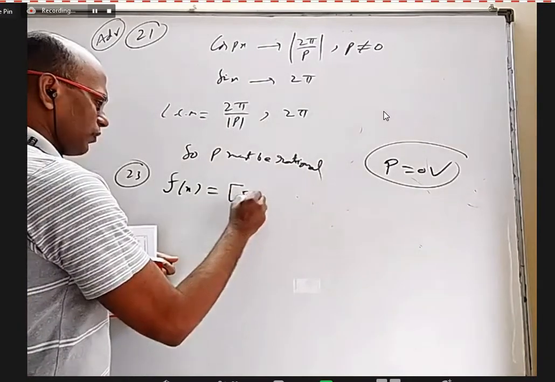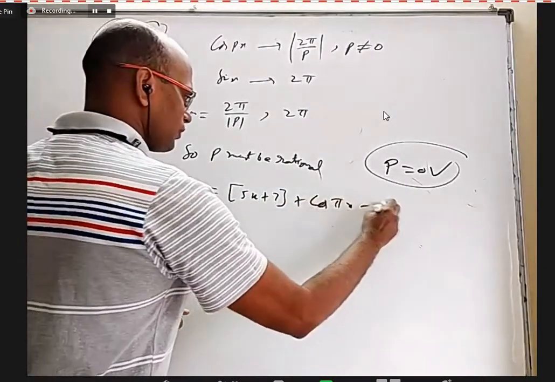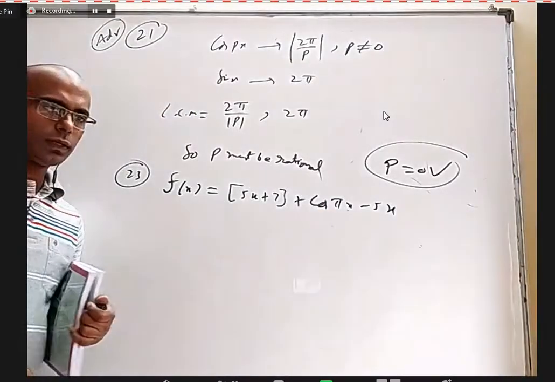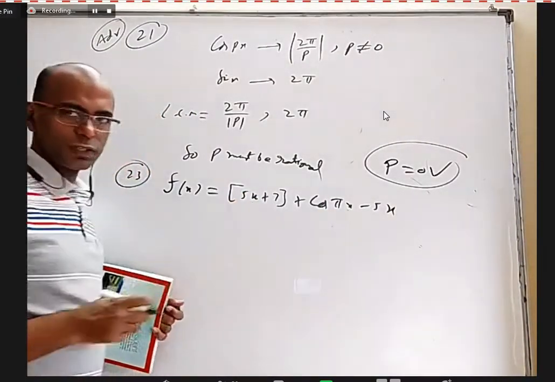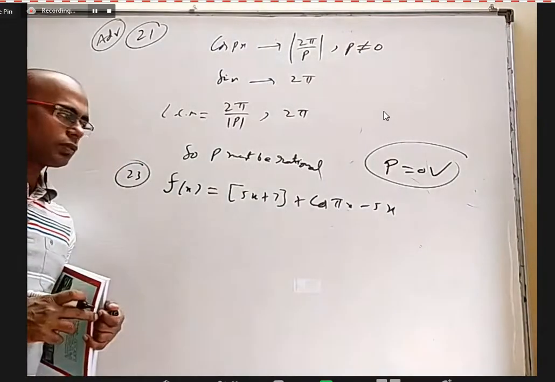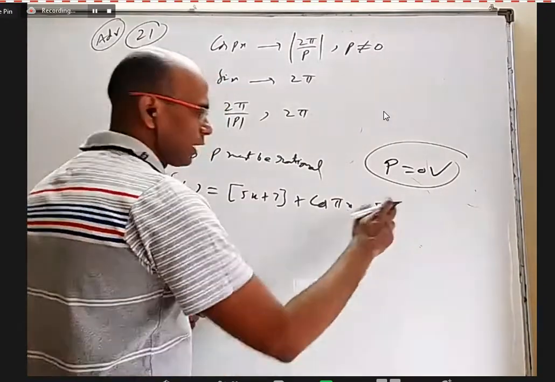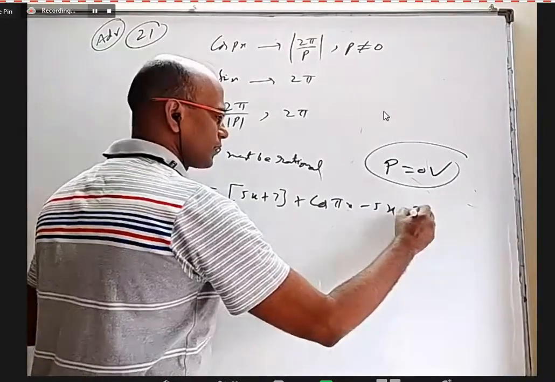Question 23: integer part of 5x plus 7 plus cos pi x minus 5x. Actually, integer part is not a periodic function, but this total is a periodic function. How? We can convert it into fractional part. How is that? I am going to subtract 7 and add 7.